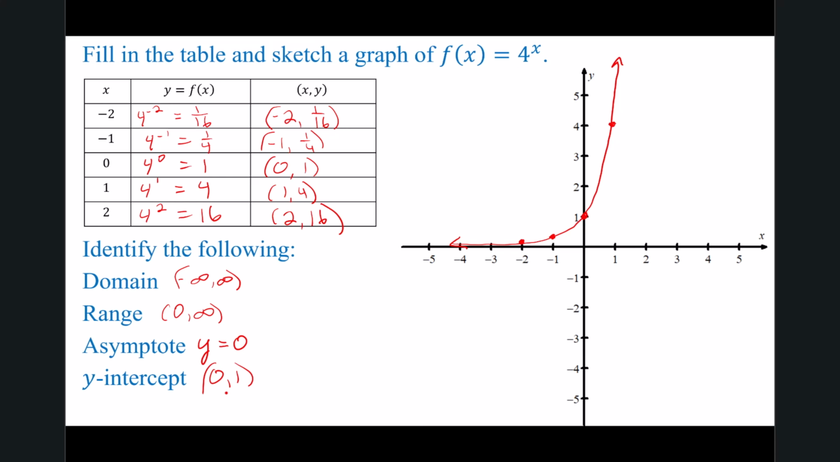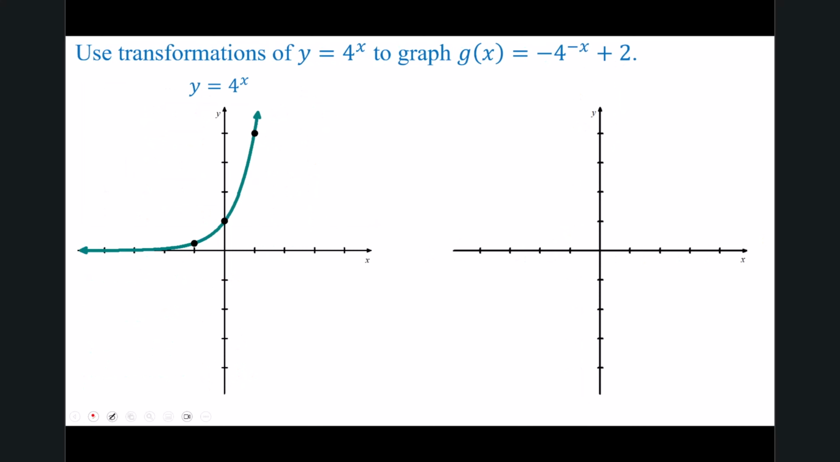So for exponential functions, if we have 4 to the x or 2 to the x, any number like that to the x power, then our domain is all real numbers. Our range is 0 to infinity. The asymptote is y equals 0, and the y-intercept is 0, 1.